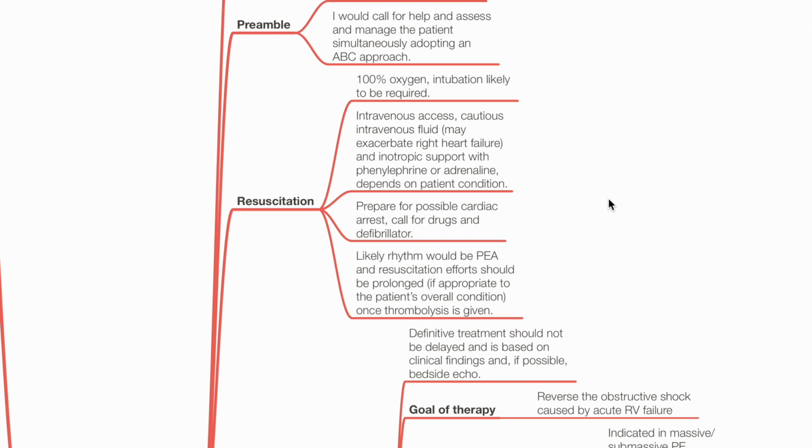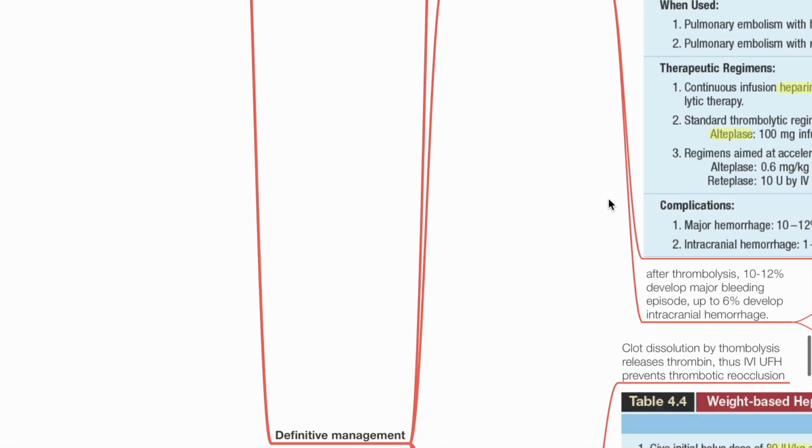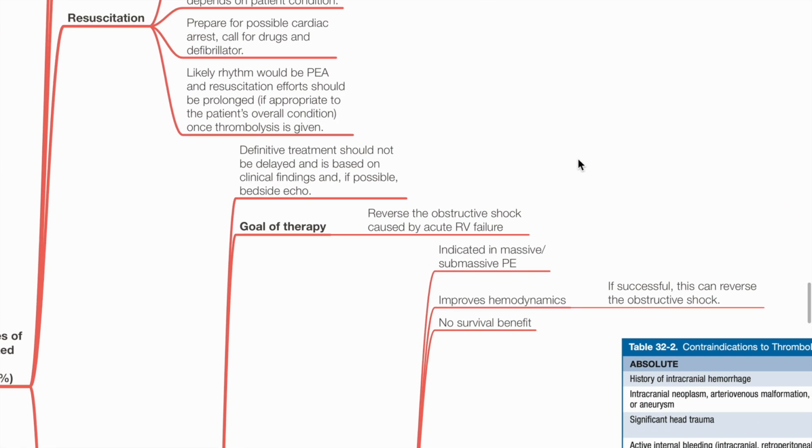Likely rhythm would be PEA. Resuscitation efforts are expected to be prolonged once thrombolysis is given. Definitive treatment of massive PE should not be delayed and is based on clinical findings and, if possible, bedside echo. Goal of therapy is to reverse the obstructive shock caused by acute right ventricular failure.